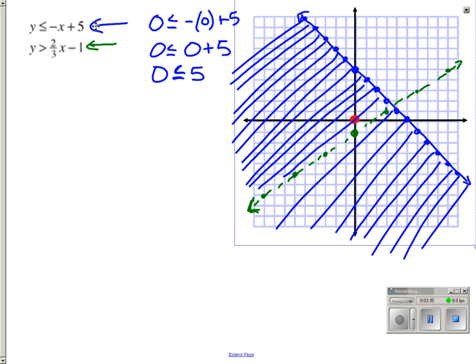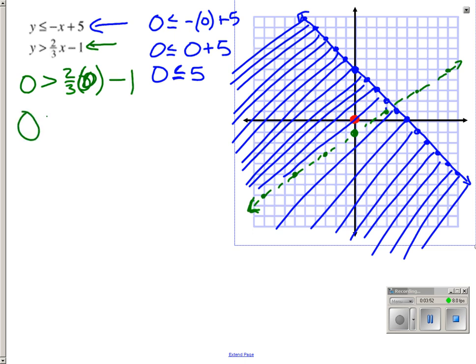Now using the next one, I'm going to plug in (0, 0) again. It works for this one too since the line did not go through (0, 0). So I got 0 greater than or equal to 2/3 times, that was supposed to be times 0. Excuse my terrible handwriting there.